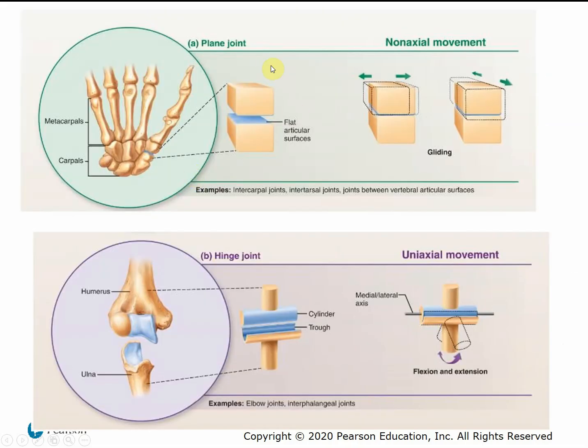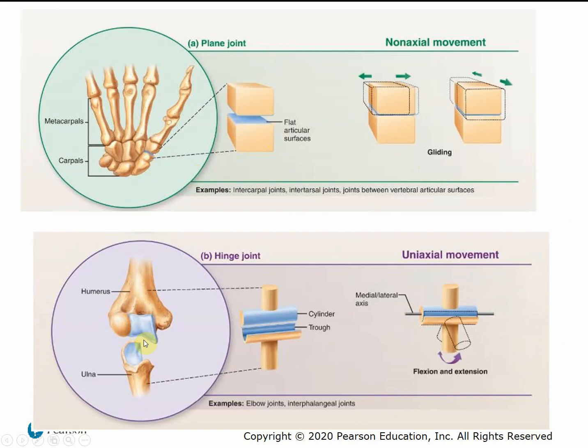So again, the plane joints have that gliding movement, so like the carpals or the little small flat bones in the wrist. So when you move your wrist side to side, wave your wrist, these bones are just going to kind of glide and slip over and across one another.